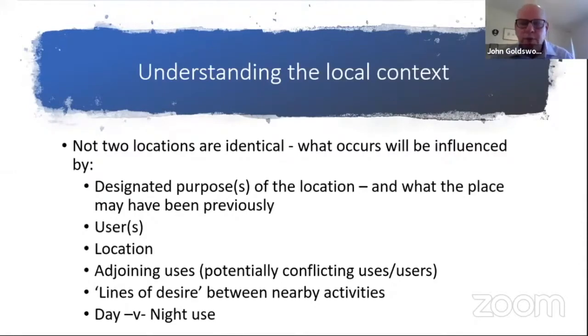Obviously, the users of that space, and what happens there, will be influenced by where it's actually located and what's around it, because the issues that impact on a location will be influenced by the bordering activities. They could be potentially conflicting uses or user groups. They could be, say, on the line of desire between the nighttime economy, the nightclubs, and a public transport hub. So if you have a facility that's on that line of desire, there's a pretty good chance that the things that happen at those other places may well transfer across to your location.